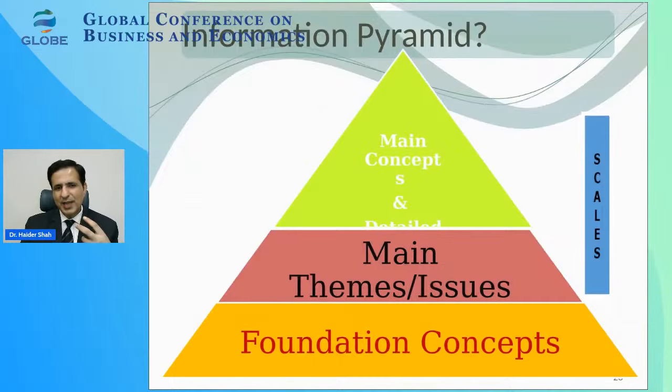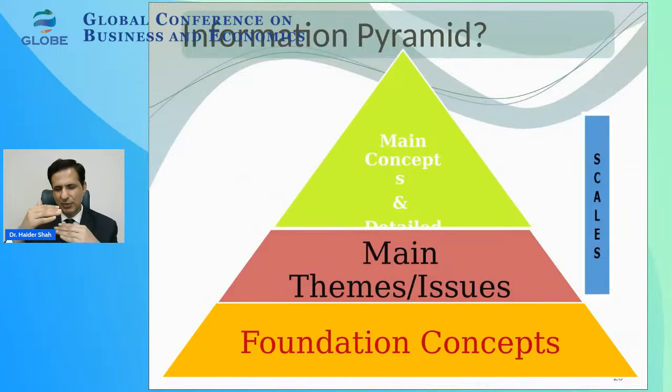And now we have the information pyramid. We must understand the topic from this flow. We must have the foundational concepts about that topic. The second important thing is the main themes or the issues. What are the major themes? What are the major issues in the field related to the concept which I am going to investigate? And then the main concept, in detail, what we are trying to investigate on our level, what is our contribution to that.